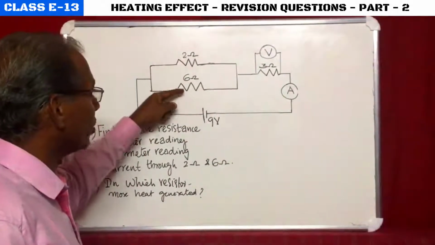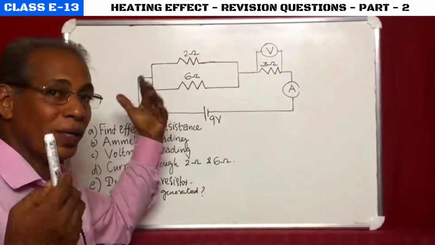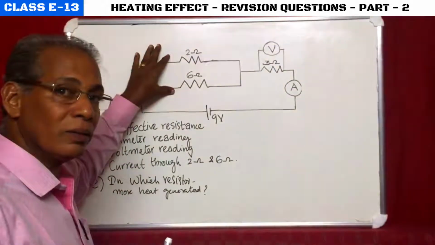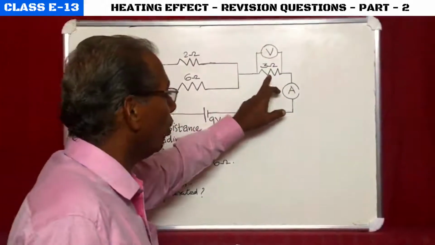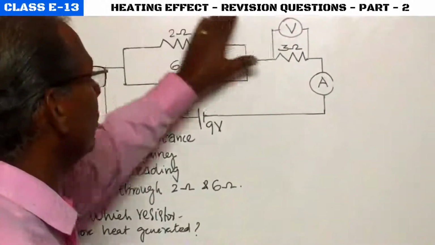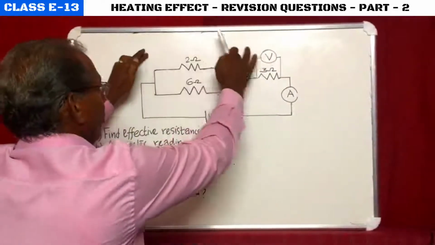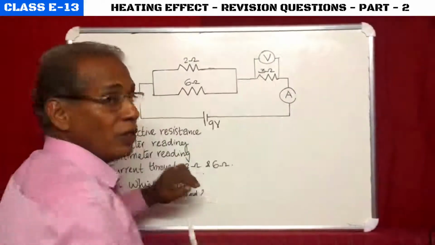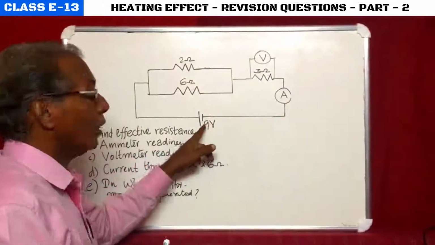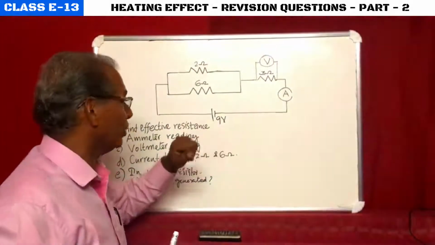Here, first we have to see the structure, the circuit diagram. There are two resistors, 2 ohms and 6 ohms. How are they connected? You can recollect it and tell. They are in parallel. Now, this 3 ohm is connected to this circuit after the parallel connection. So the 3 ohm and the 2 and 6 combination are in series, and it is connected through an ammeter to a 9 volt battery or 9 volt cell. That is the voltage of the circuit.